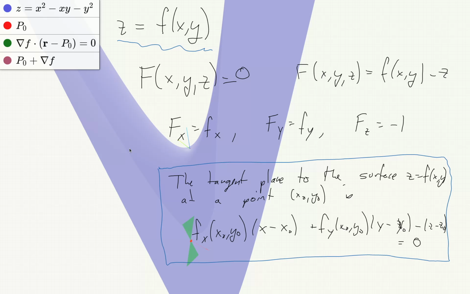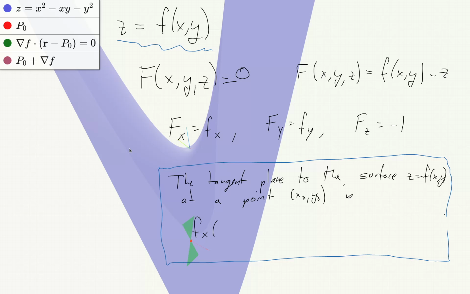Or maybe just a more compact way of writing it, if it's understood that that's where we're evaluating it. Maybe a better way to just write it down is fx times (x minus x0) plus fy times (y minus y0) minus (z minus z0) equals 0. And just remembering that this is multiplication. We're not evaluating fx at x minus x0.